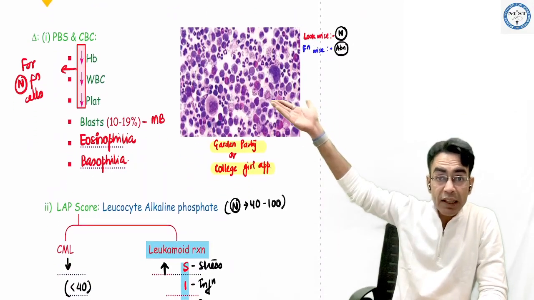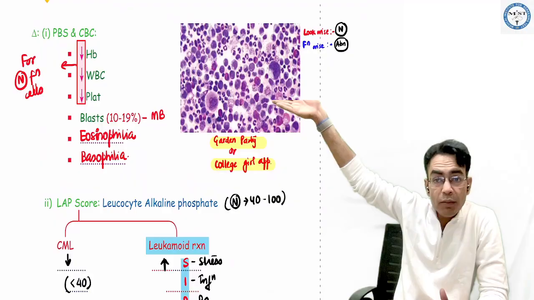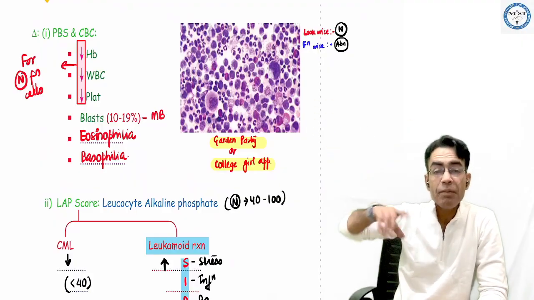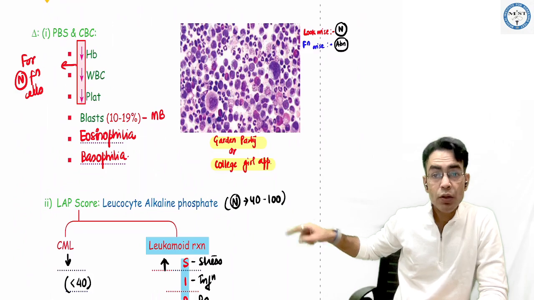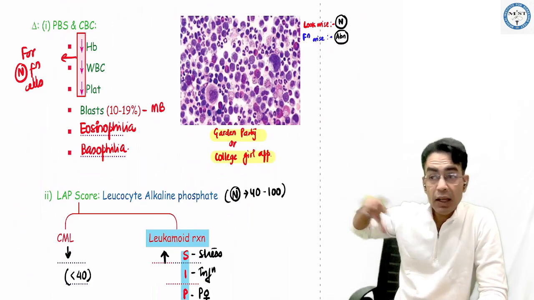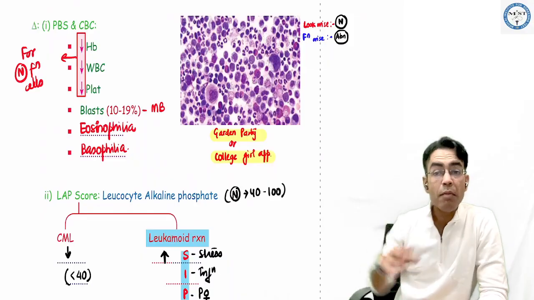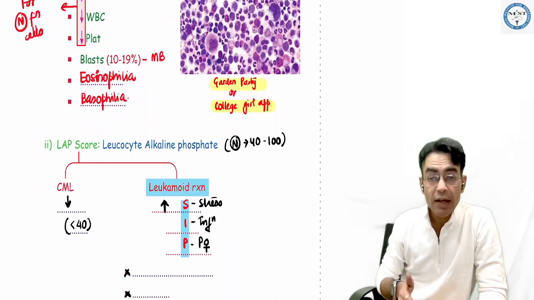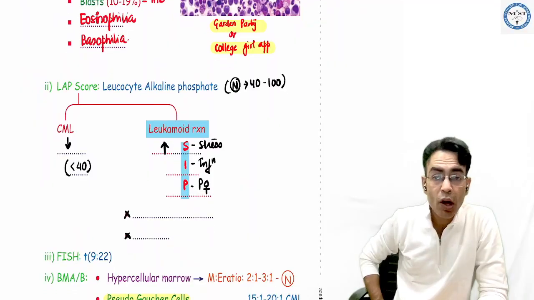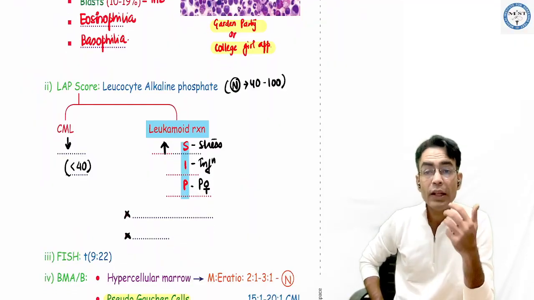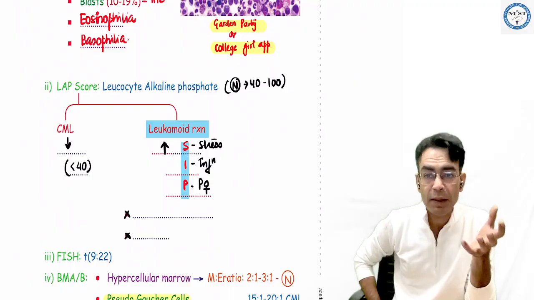How do I find out that these are only looking normal, they're functionally abnormal? By doing the LAP score. Every normal WBC, which is functionally normal, is having LAP enzyme. So in a normal person, you and me, we have LAP score 40 to 100. But in CML, the WBC count is very high, but actually all these WBCs are functionally abnormal, so LAP score will be less. There's a reaction called as leukemoid reaction, which looks like leukemia, but it is not cancer. It's a normal reaction where the WBCs are fighting the pathogen.